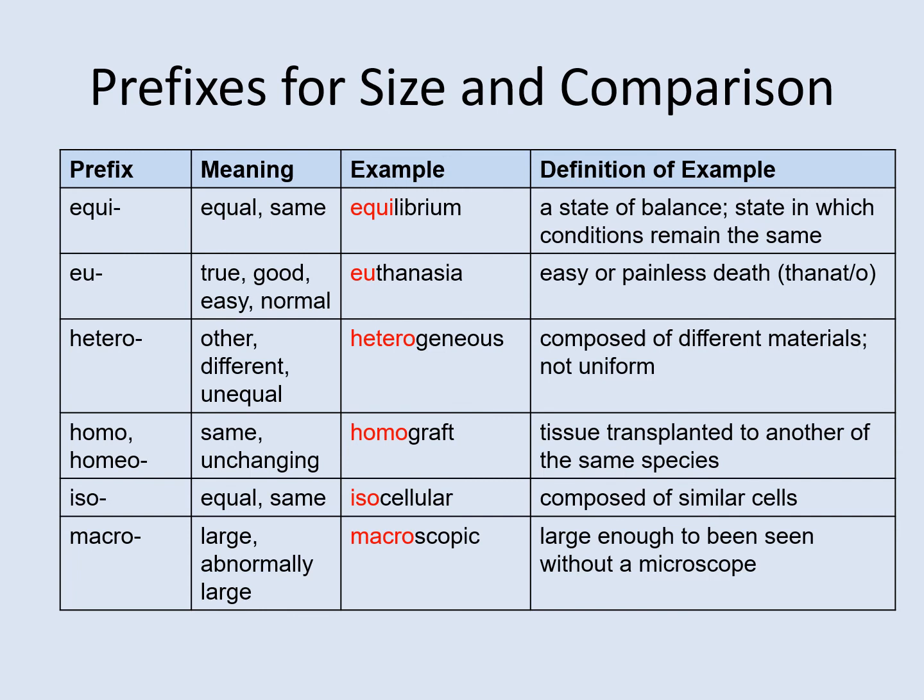Size comparison, equi would be equal, equilibrium, eu or normal or good. Hetero is different. Heterogeneous, two different materials. Homo is the same, as in homograft would be tissue transplanted from one species to the same species. Iso is the same, and macro is large.